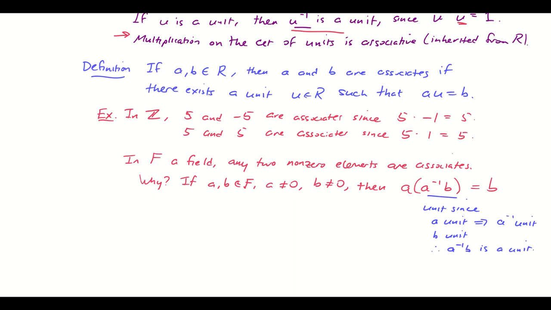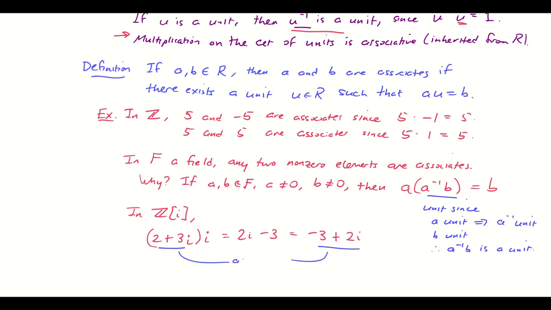A slightly more entertaining example: in Z[i], I could take some complex number like 2 plus 3i and multiply that by something that I know is a unit. So how about i? By the way, we know that i is a unit because its multiplicative inverse is negative i. I didn't say that earlier, but should have. That product is going to be 2i plus negative 3, because those two i's multiply to negative 1, so 2i minus 3. Rewriting that in standard form, I get negative 3 plus 2i. So these two elements, 2 plus 3i and negative 3 plus 2i, are associates. And there are other associates of those two Gaussian integers. I'm just showing you one of the pairs here.